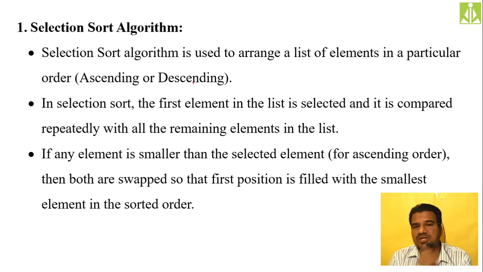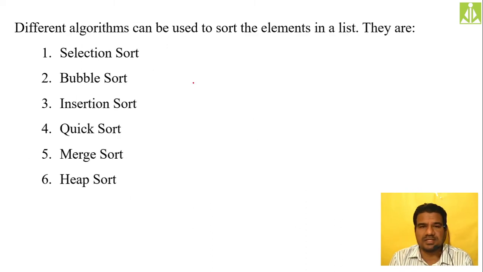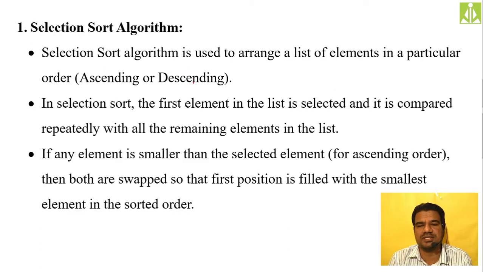So the selection sort algorithm is used to arrange a list in a particular order. You can apply this selection sort algorithm to arrange the list either in ascending order or in descending order. Not only selection sort, whatever sorting technique you take from these 6, you can apply these techniques to arrange the elements in ascending or in descending order.